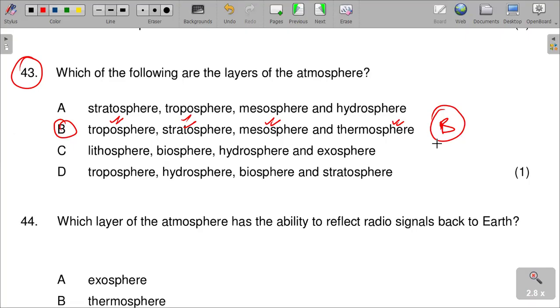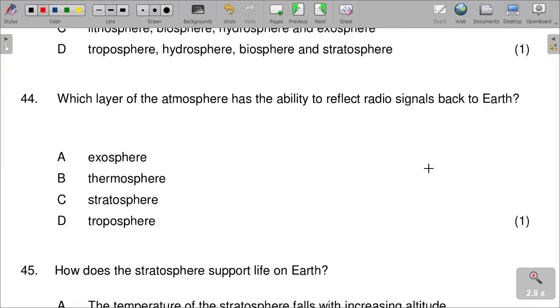Which layer of the atmosphere has the ability to reflect radio signals back to Earth? Number 44, it is the thermosphere, which reflects the radio signals back to the Earth.